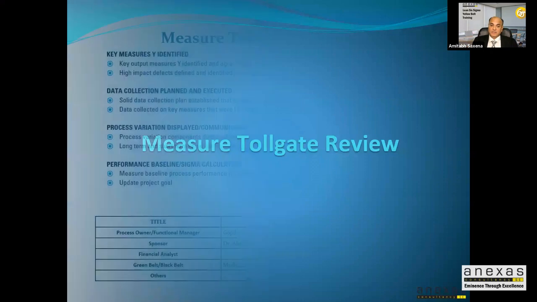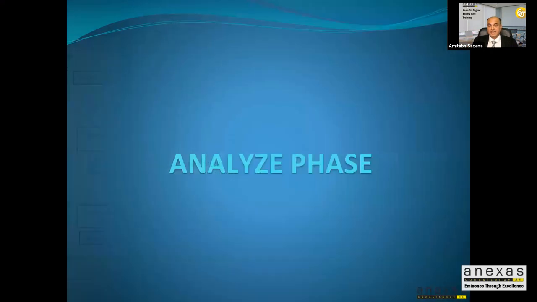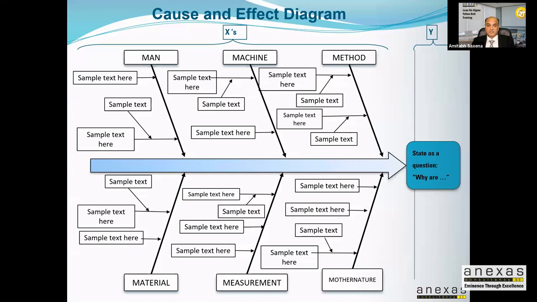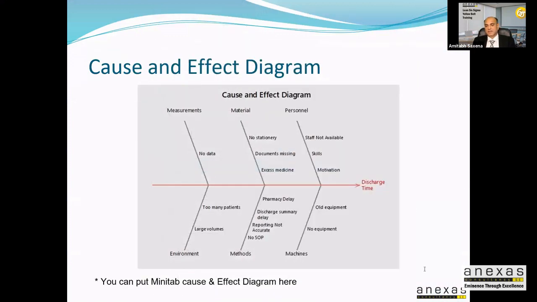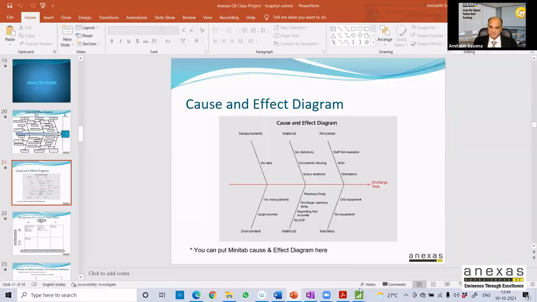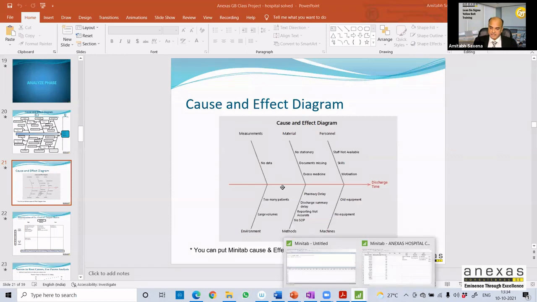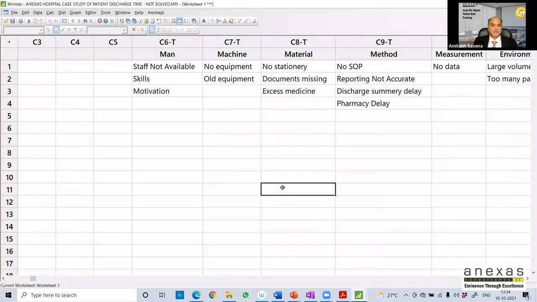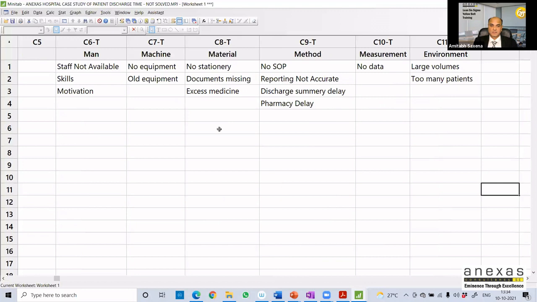Then I go to the analyze phase. In the analyze phase, I can make a cause and effect diagram. So if I go back to my data, we collected the data of discharged patients, why they are taking a long time. So we have man, machine, material.